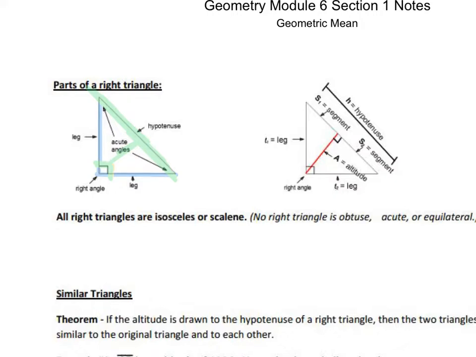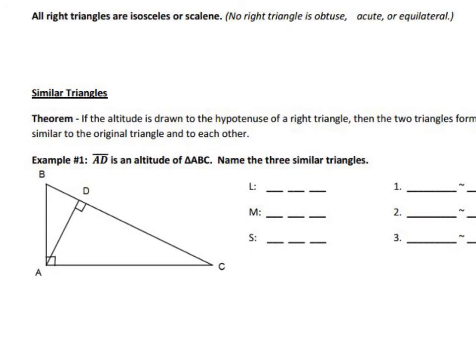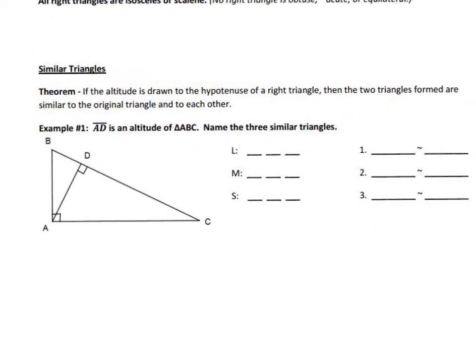A nice little piece of information about right triangles is that all right triangles are isosceles or scalene. So what that means is the two legs are either going to be the same length and the hypotenuse is different, or all three sides of the right triangle are different. No right triangle is going to be obtuse, acute, or equilateral. It's just not possible.